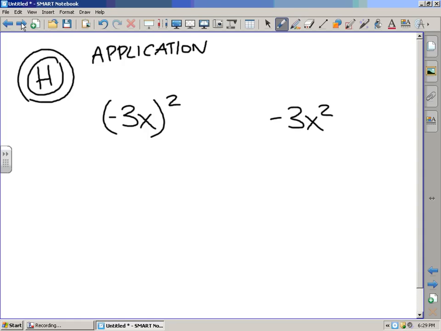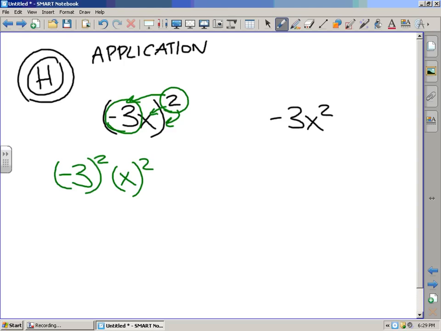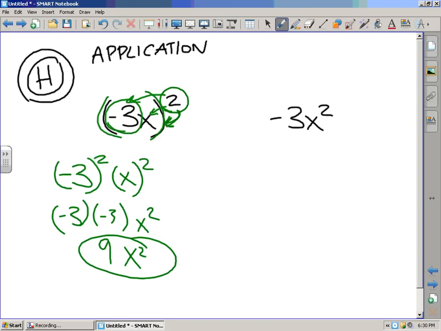Let's look at some application. Over here, the 2 goes to what is directly beside. So the negative 3 is squared and the x is squared. Remember, power to a group, you're going to distribute. That was one of your rules that you learned. So the 2 goes to the negative 3 and the x. It goes to each piece. And here you know it goes to the entire negative 3 because the whole negative 3 is in the parentheses, and the 2 went to the entire set of parentheses. So this results in negative 3 times negative 3, which is 9, and then x squared. So 9x squared is our result.